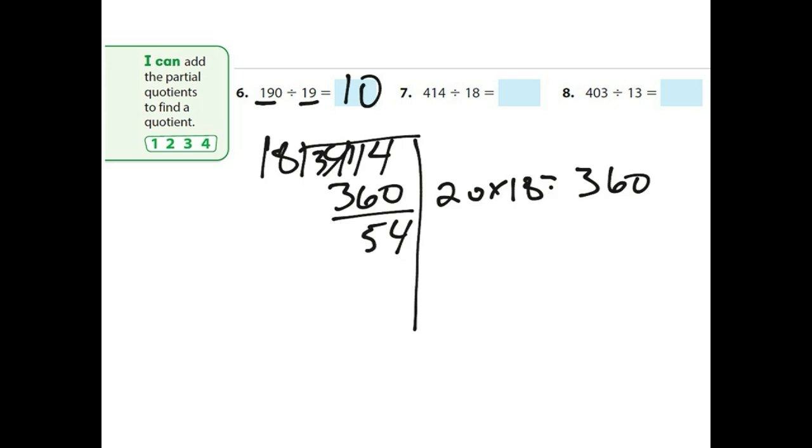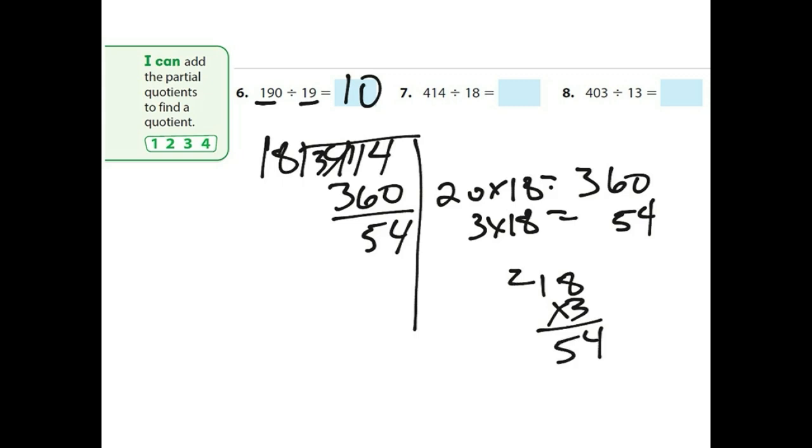54, and I know that 3 times 18 is 54, right? 18 times 3, 3 times 8 is 24. 3 times 1 is 3 plus 2 is 5, so 3 times 18, so we've got 23. Alrighty, number 8. Solve that one and we'll go over it.